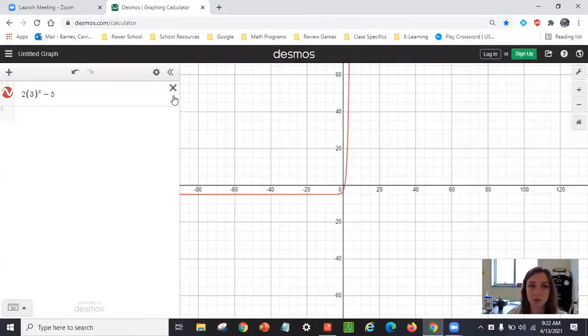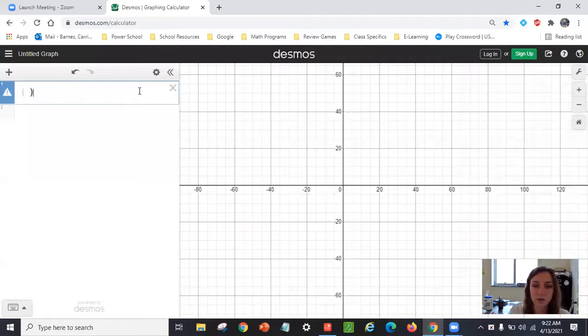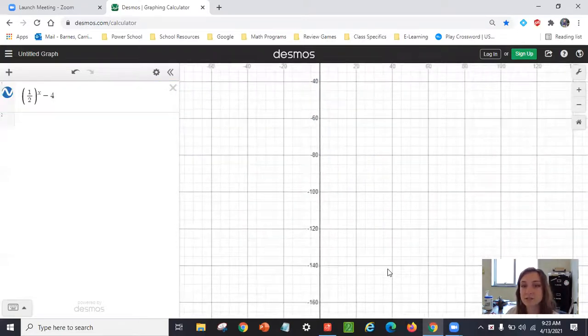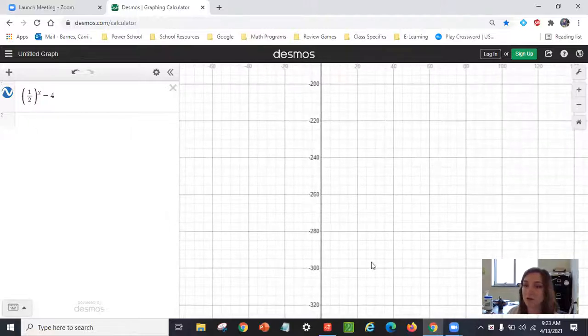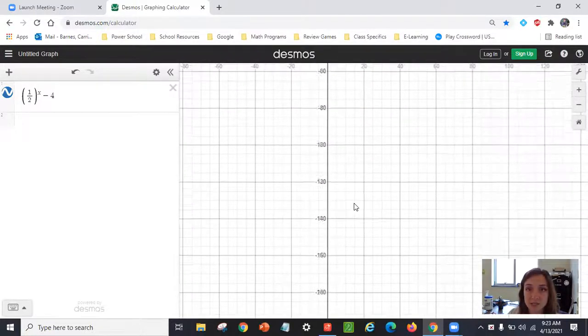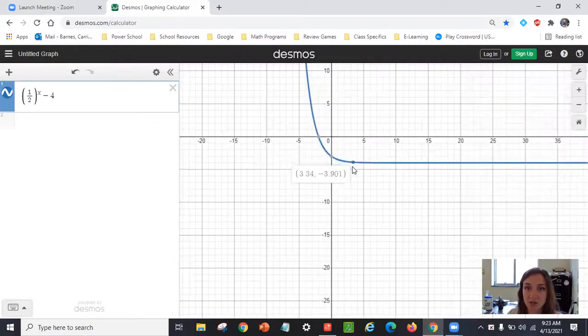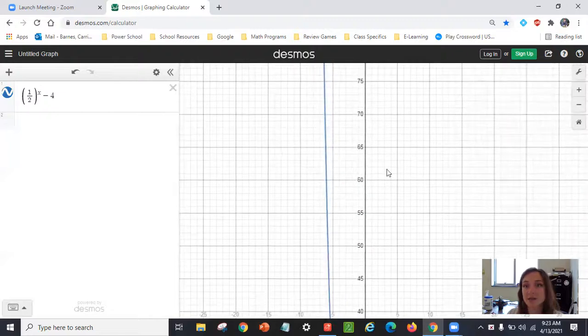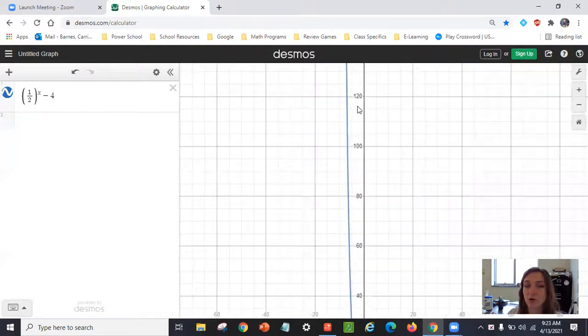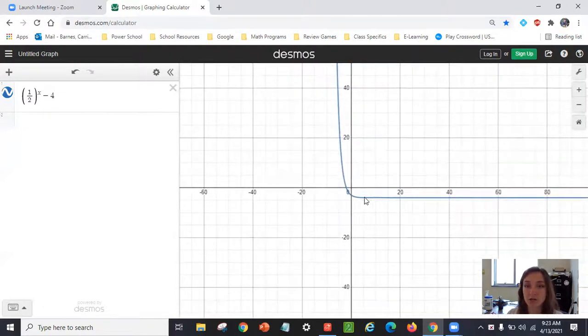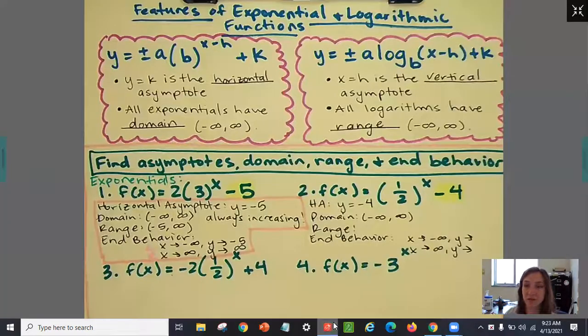All right, so we're going to type this guy in. 1/2 to the power of x, and then -4. All right, and whenever I look at this, this function does not exist down in negative infinity. I do not see it down here at all. It starts existing right here at the horizontal asymptote. So you can see that it starts right here, which is down around -4. So it's starting at -4, and then it does exist up in positive infinity. Remember, we're only looking at the y-axis for the range. So from -4 until positive infinity.